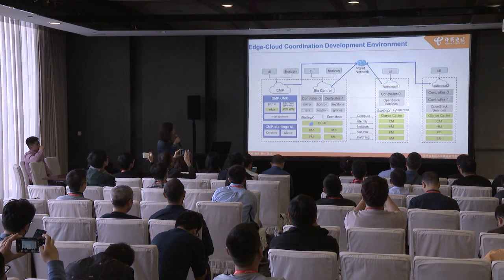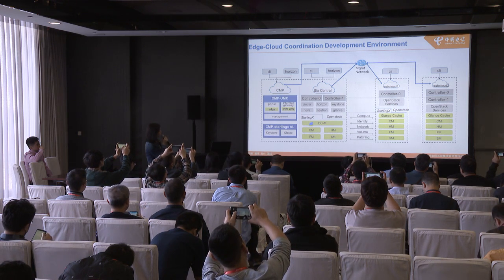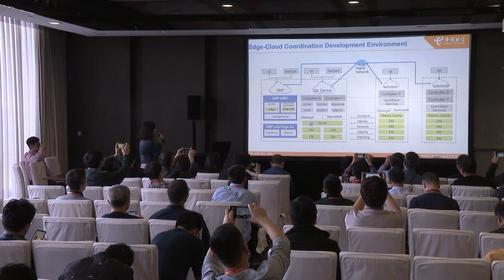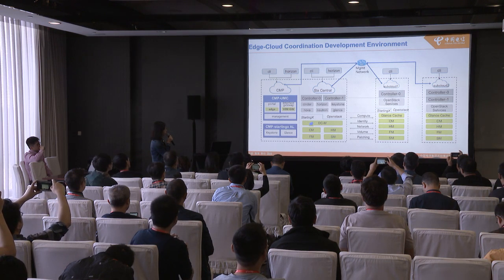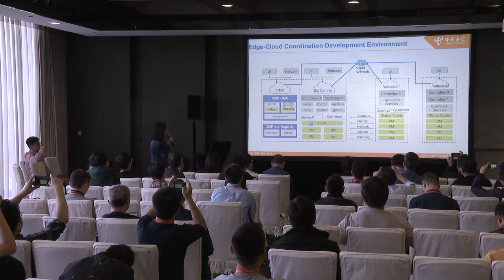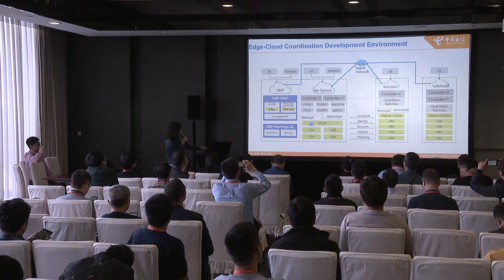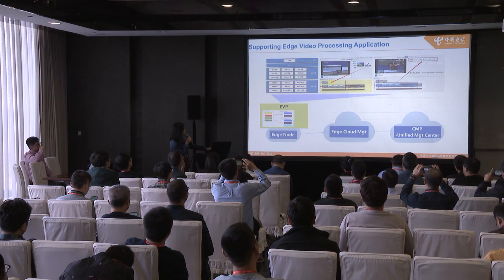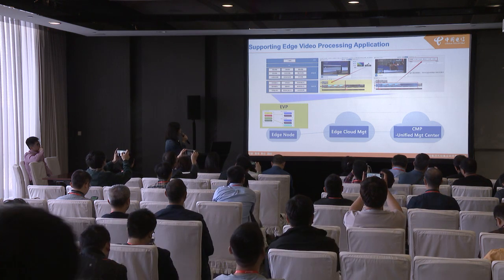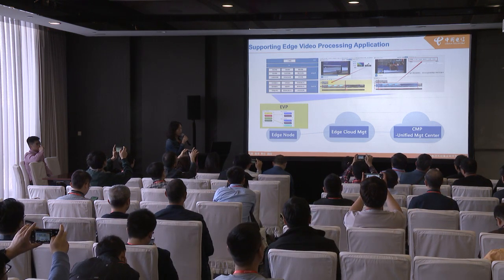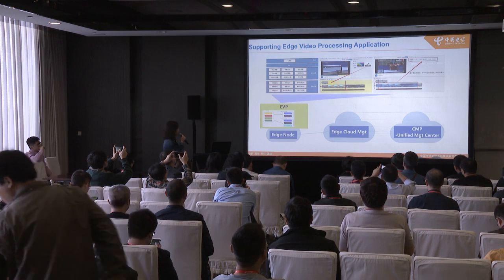So this slide shows the POC environment of our work, including six nodes. There is one for CMP, two for StarlingX Central, and three for subclouds, based on StarlingX release one. In this environment, we deployed an edge video processing application. This application is developed by our colleagues of another department.